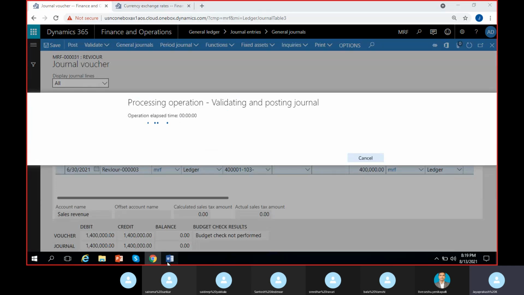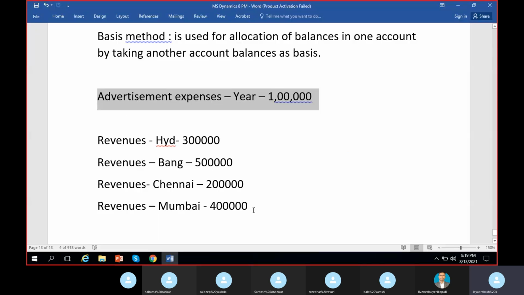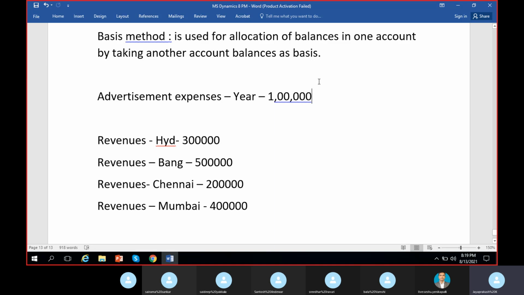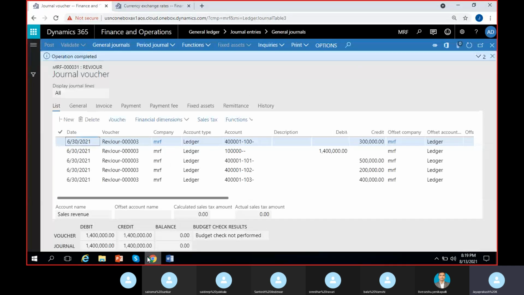So now we have posted 2 entries, advertisement expenses at the beginning of the year and half yearly revenue. So I will divide this advertisement expense on the basis of revenues we have received. It is the same meaning: allocation of balances in one account by taking another account's balances as basis. So advertisement expense is now allocated on the basis of revenues that are already allocated. This is also posted, as I can see here.